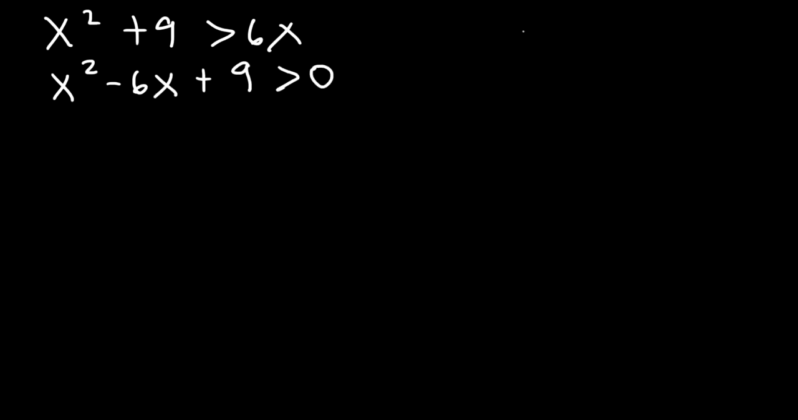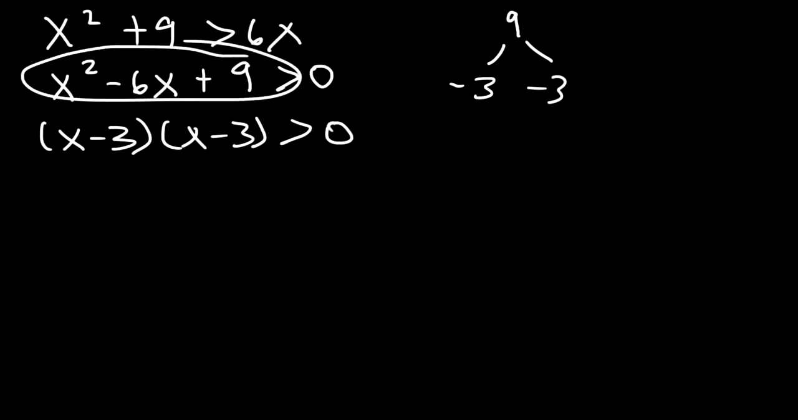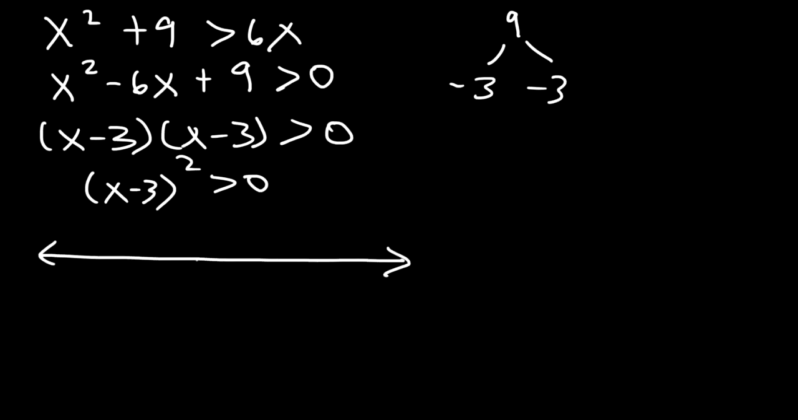Now we need to factor. The two numbers that multiply to 9 but add to the middle coefficient negative 6 is negative 3. So it's going to be x minus 3 times x minus 3. Because the two factors are the same, this trinomial is known as a perfect square trinomial. So we can write it as x minus 3 squared, since we have two of them. If you set x minus 3 equal to 0, you'll get x is equal to 3. So we have one point of interest with two boundaries.